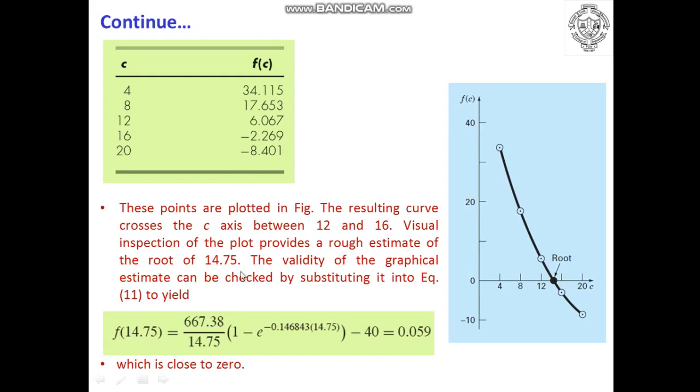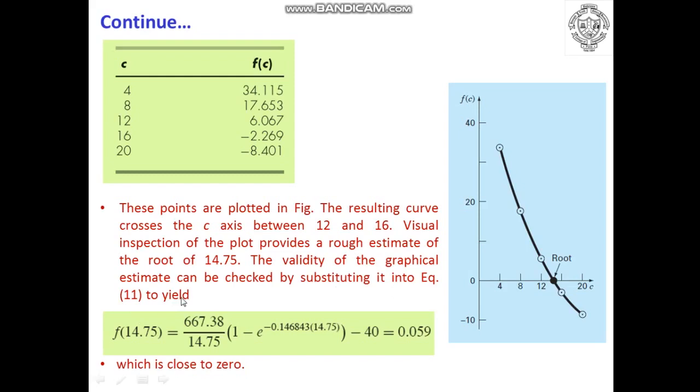Now you might ask me the question, how is this 14.75 estimated? Since it is a graphical approach, you have to observe the point where it is crossing the x-axis. I assume this is a graph paper, so you can measure the places after 12, and of course it depends on the least count of your graph paper. As the least count of the graph paper is smaller, the value of the root of the equation will be of greater accuracy. The validity of the graphical estimate can be checked by substituting it in equation 11.